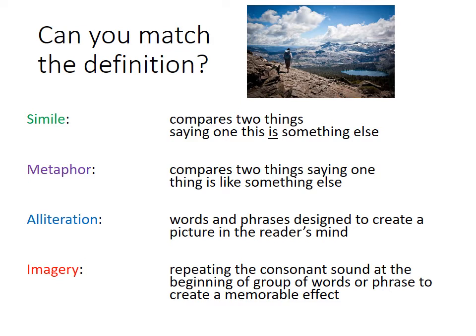So, we've thought of two things we need to include in our description: adjectives and the five senses. The next thing we would want to include are some of the words that are on the screen there. We'd like to use similes, metaphors, alliteration, and imagery. These will all add more detail to our description and make it more interesting to the reader. And that's the purpose of a description, to help the reader visualise it, but to keep them interested by our writing. This next activity is just to get you to remind yourself of what each of those words mean.